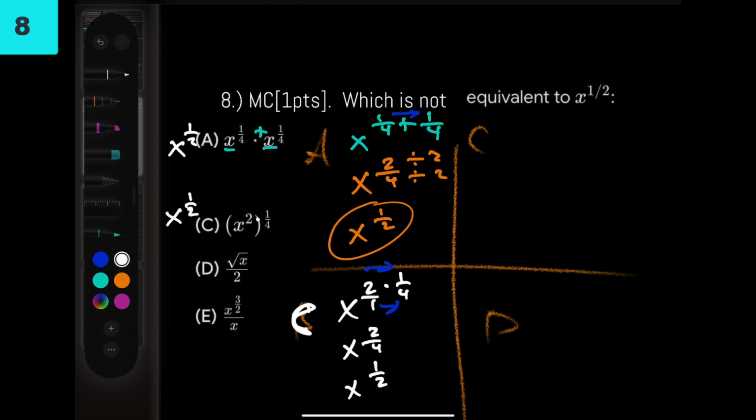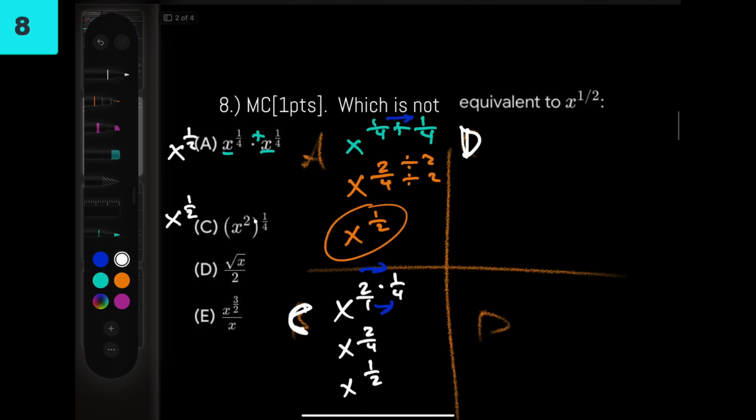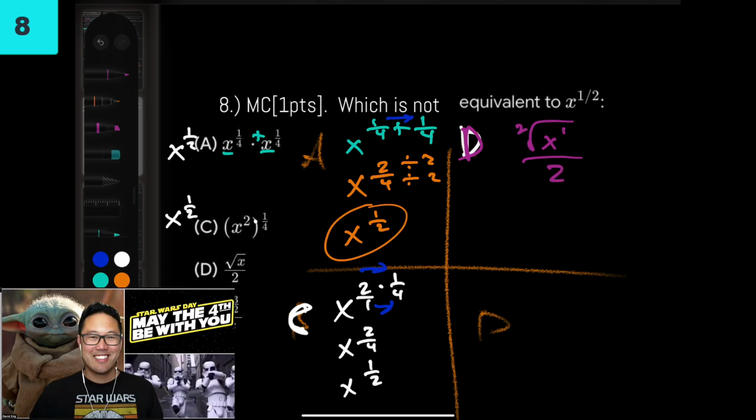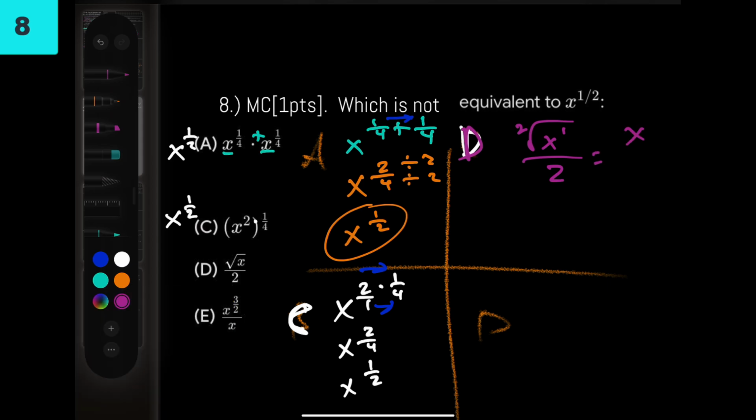Okay, let's do D. Let's do a different color. Square root of x over 2. This one has some invisible numbers. That's a 2, that's a 1. So you get x to the 1/2 over 2. And then you don't do anything. You'll notice that we're looking for 1/2s, but this one has a denominator. Okay, so let's write that. x to the 1/2.